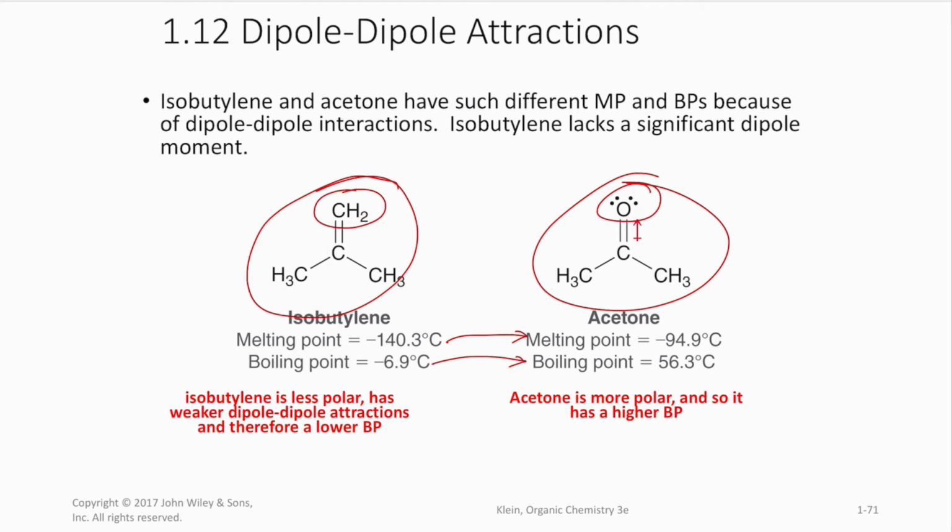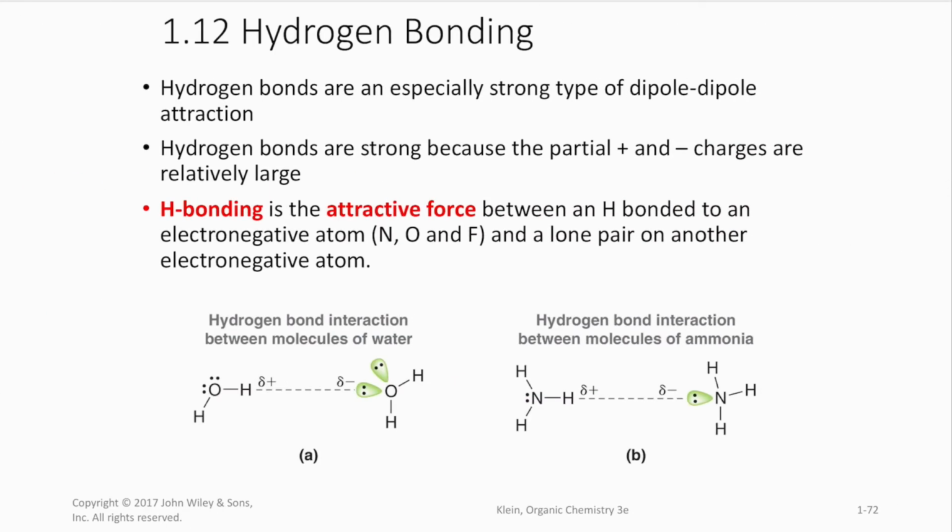Why is boiling point important? Because at room temperature, this is a liquid, but at room temperature, isobutylene is a gas. So this is the idea behind the physical nature of the molecule and how the intermolecular forces have a key role in that. Next, let's talk about another type of intermolecular force called hydrogen bond.